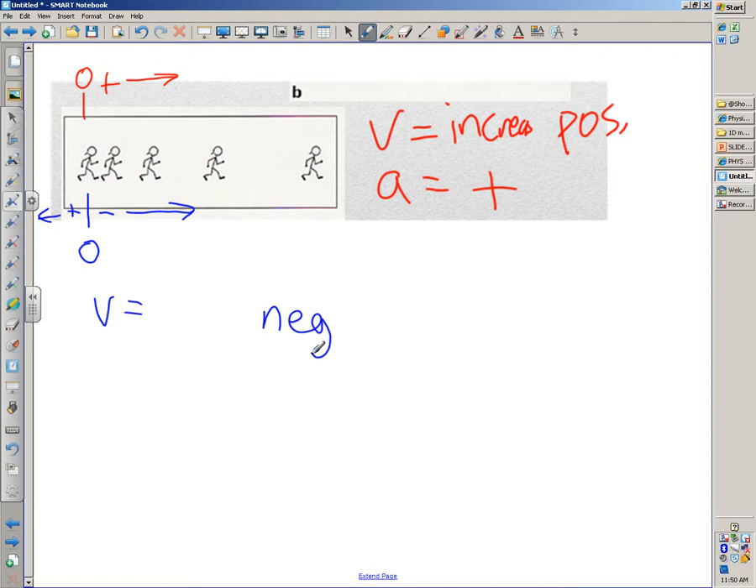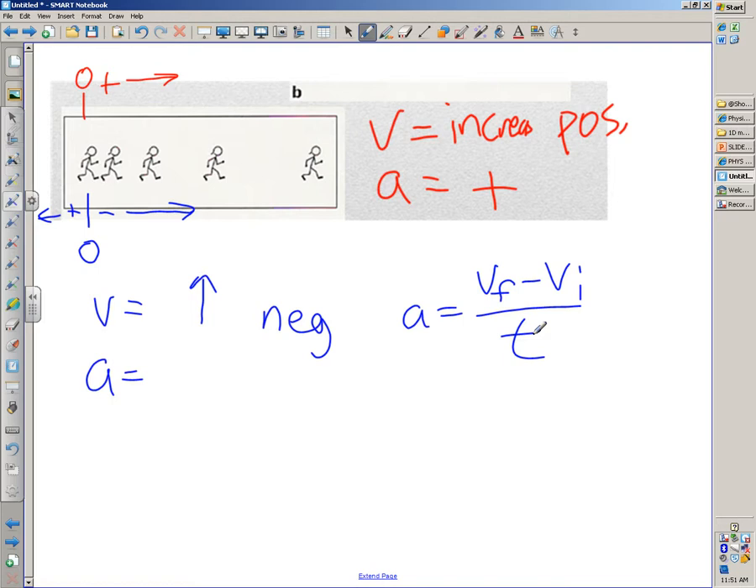What's happening to that velocity in the negative direction? It's increasing in the negative direction. Good there? Okay? All right. In order to figure out what I'm going to tell you about acceleration, I'm going to go back to this formula. That's the formula I showed you very first, at the very beginning, right? Delta V over T.